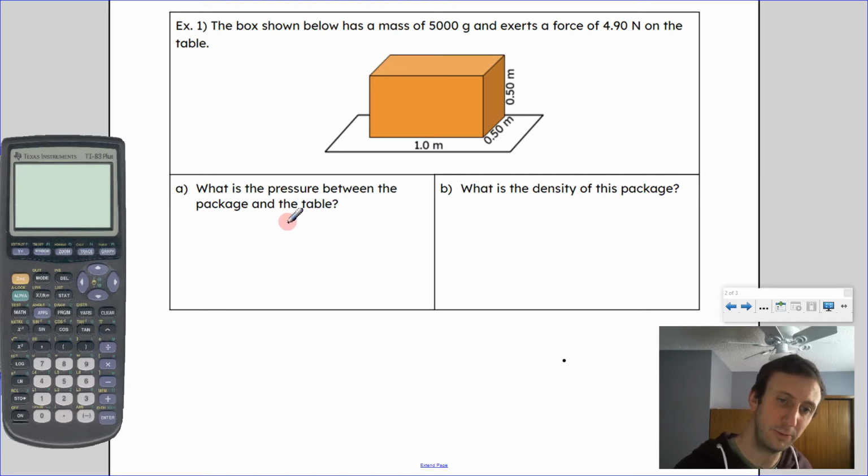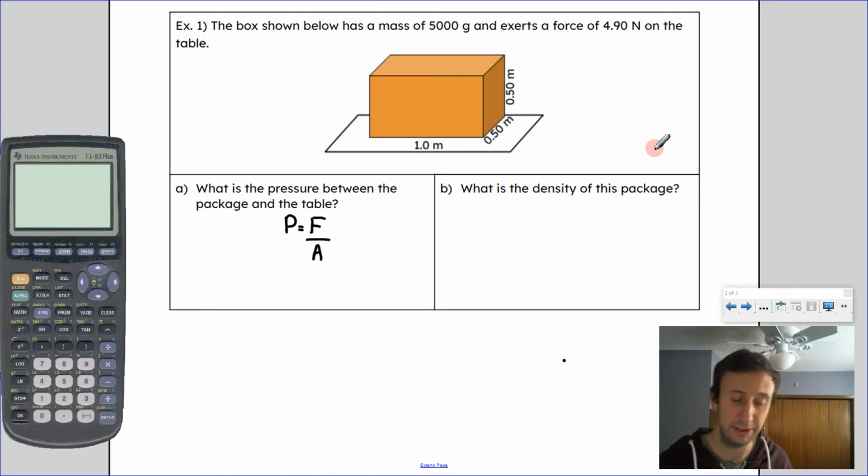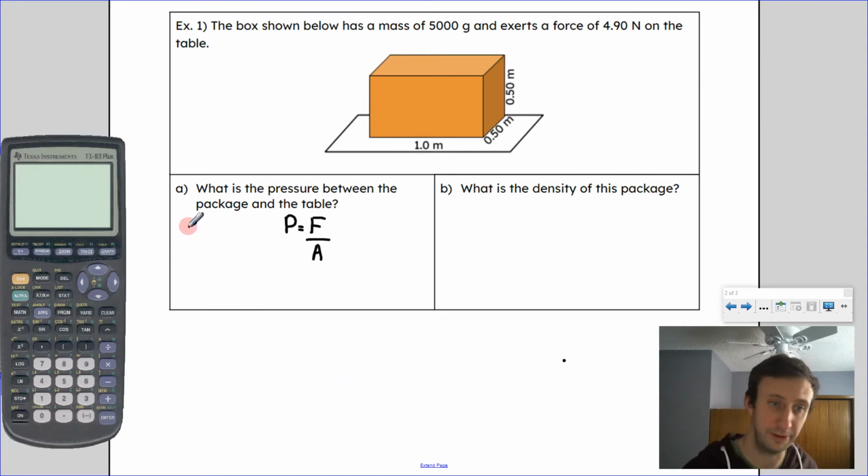So I know that in order for us to find pressure, I'm going to use the formula P is equal to F divided by A, right? That's just the formula that I have here. Pressure is equal to force divided by area. So now let's actually come up with some numbers for this. For the force, that's easy. It's given to me. It's 4.90 newtons right there in the problem.